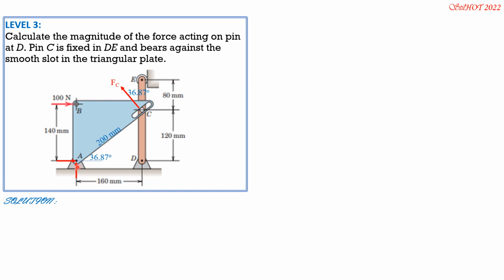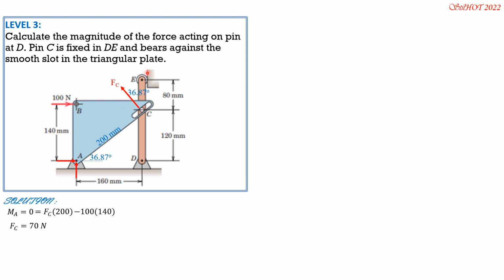By the way, the perpendicular distance of F sub C from A is 200 mm, and 200 mm is the square root of 160 squared plus 120 squared. So that's 200 mm. So M sub A equals 0, counterclockwise positive. So we have FC times 200, then minus 100 times 140. So F sub C is equal to 70 newtons.